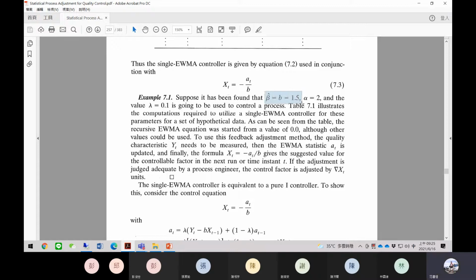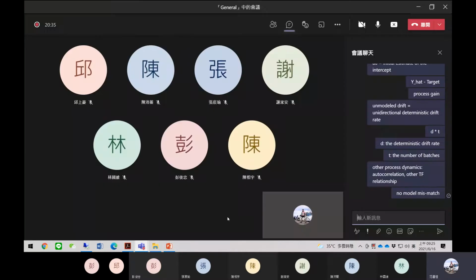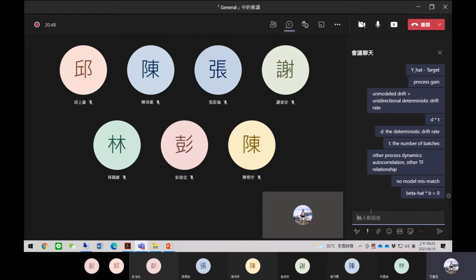However, we hope the beta hat and the B must be on the same side. Must be greater than 0. Let me put up, so there's a condition: the beta hat times B needs to be greater than 0. What is the implication of this equation? Why does beta hat times B need to be greater than 0? Is there any particular meaning?